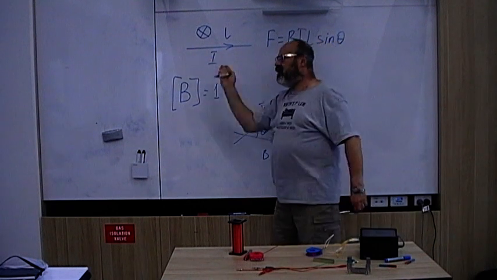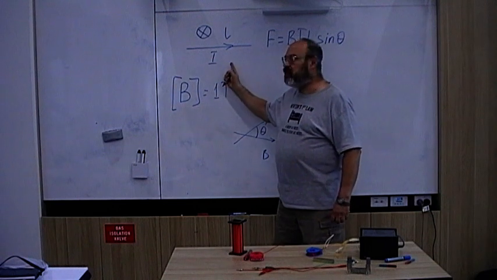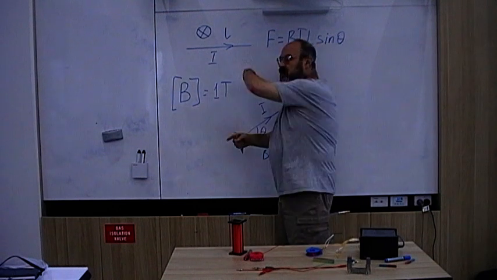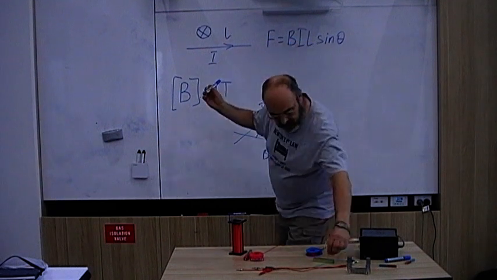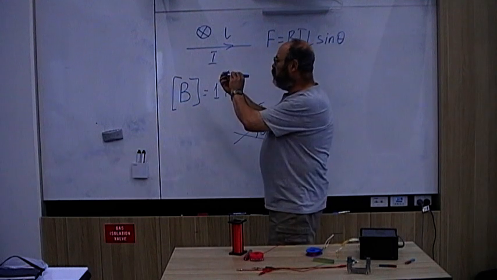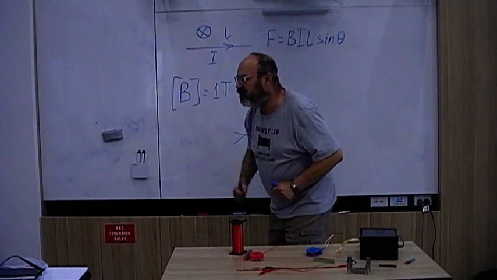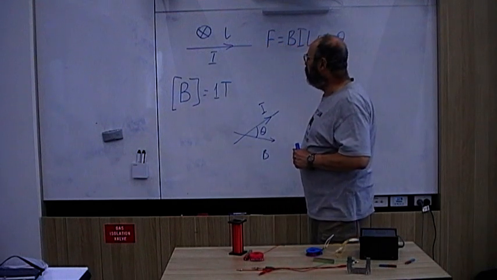What is the angle between the current and magnetic field? I have a question. Sorry, first answer my question. What is the angle between the current and magnetic field? 90 degrees. One is this way, another one that way, 90 degrees. Yes, what is the question? Wait, shouldn't it be in and out?